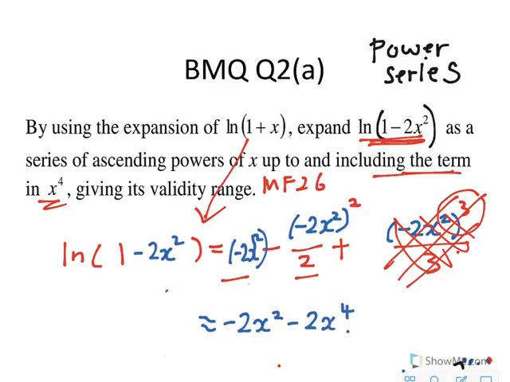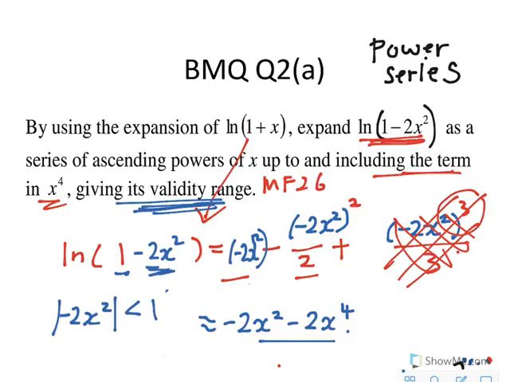Again, make sure we give the validity range. For power series, we always need to state the validity range. We want the variable term to be less than the constant term, so we want |-2x²| < 1. This means that -2x² is between 1 and -1, correct?